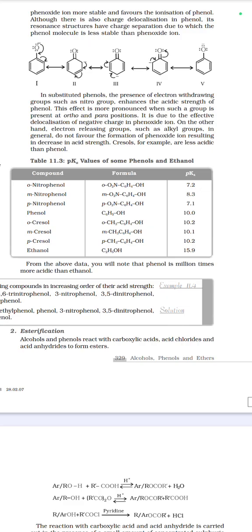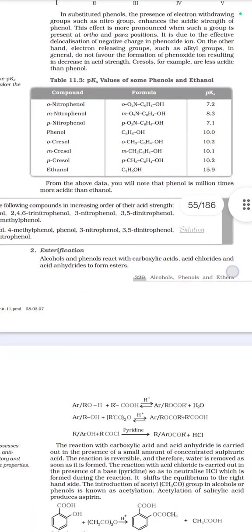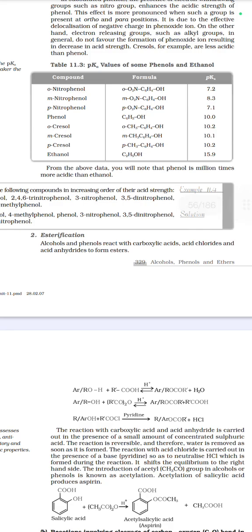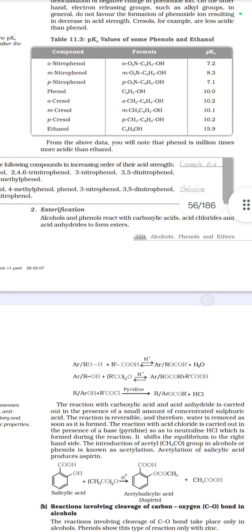pKa values of some phenols and ethanol. Ortho-nitrophenol 7.2, meta-nitrophenol 8.3, para-nitrophenol 7.1, phenol 10, ortho-cresol 10.2, meta-cresol 10.1, para-cresol 10.2, ethanol 15.9. From the above data, you will notice that phenol is about a million times more acidic than ethanol.